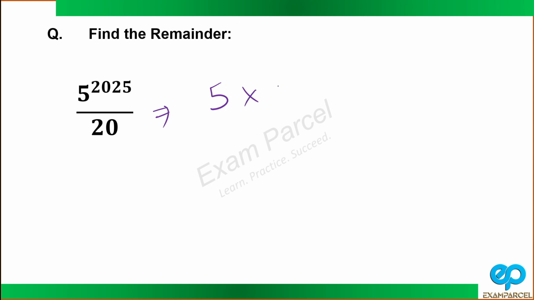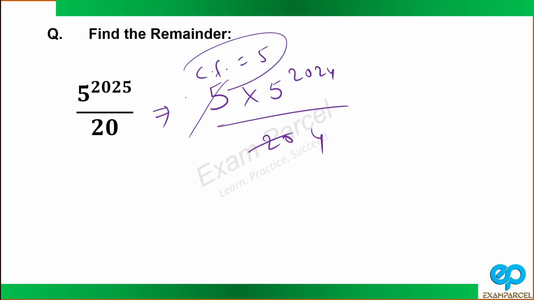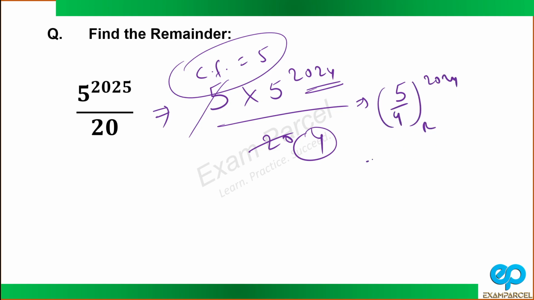So can I rewrite this as 5 into 5 raised to the power 2024 by 20? I can cancel out 5. So my CF, cancellation factor, is 5. Please remember this, okay? So 5 raised to the power 2024 by 4. Now again, what power of 5 will give me plus minus 1 remainder? So it is easy, right? 5 raised to the power 1 is going to give me plus 1 remainder. So 5 by 4 raised to the power 2024 remainder. So this remainder will be 1 raised to the power 2024 by 4 remainder.